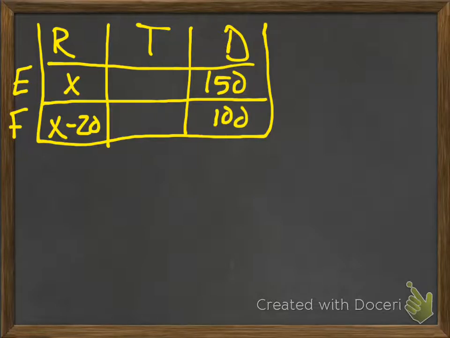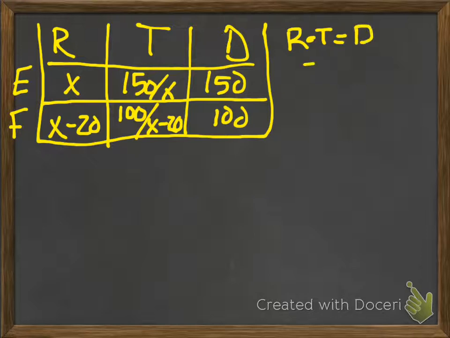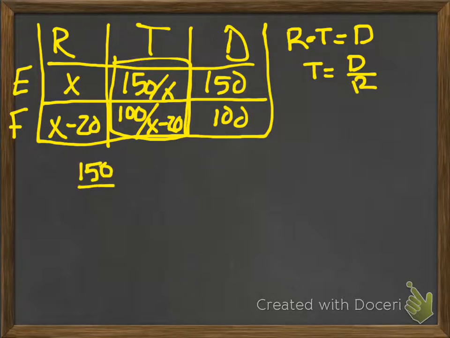Now, distance is equal to rate times time. So that means that if I divide the distance by the speed, I get how much time. So that's what I'm writing here. Rate times time is equal to distance. It's a basic formula. So if I divide the distance by the rate, the speed, I get that. Now, since they traveled the same amount of time, I can set that middle column, 150 over x, equal to the 100 over x minus 20.